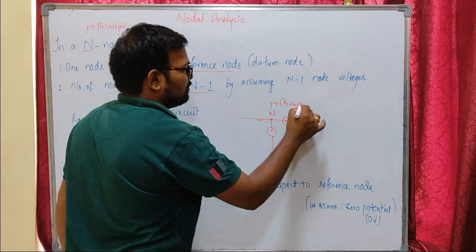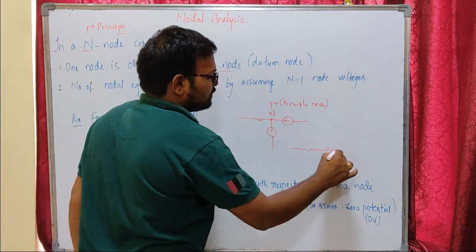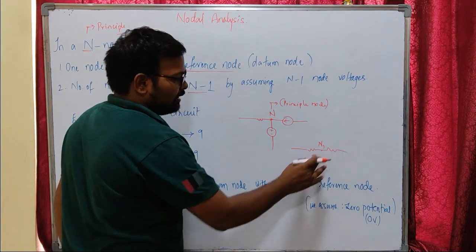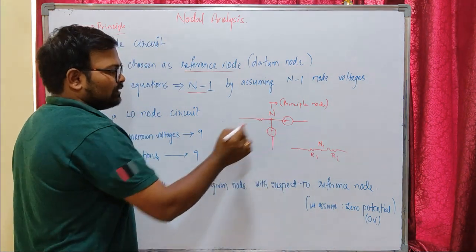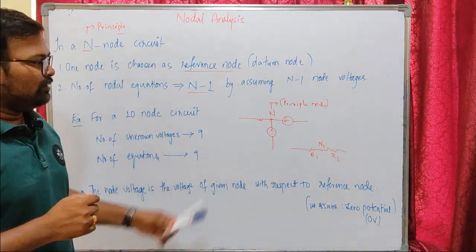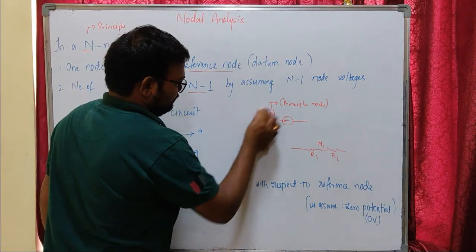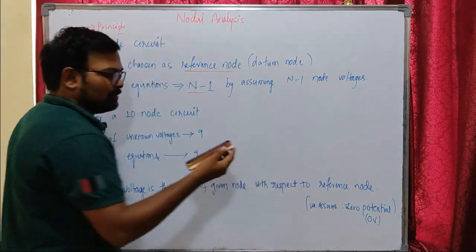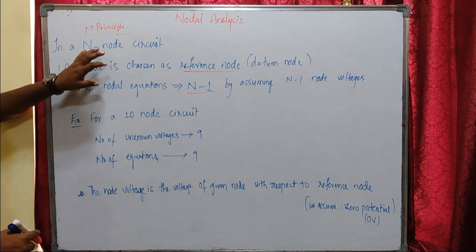There is another kind of node, that is a simple node, where just two or fewer elements are connected. Here n1 is a simple node connected with two elements, but this n is a principal node where the number of connected elements is 3. If the connected elements are more than 2, that node is called a principal node. Else, if only 2 elements are connected, it is called a simple node. In nodal analysis we consider principal nodes only.